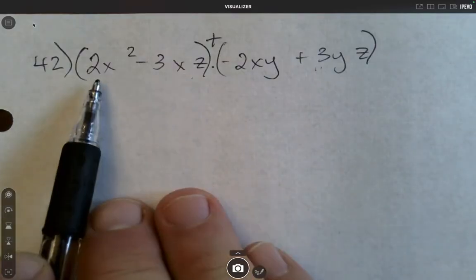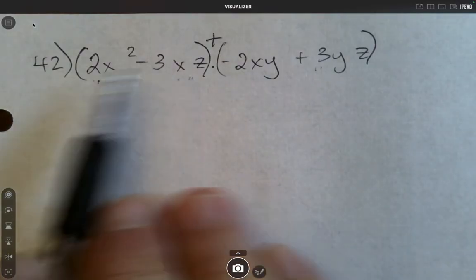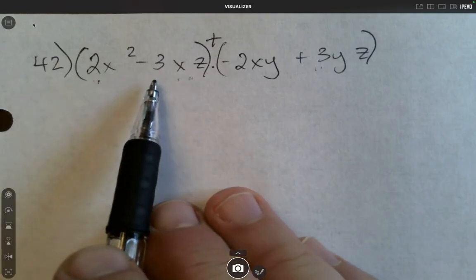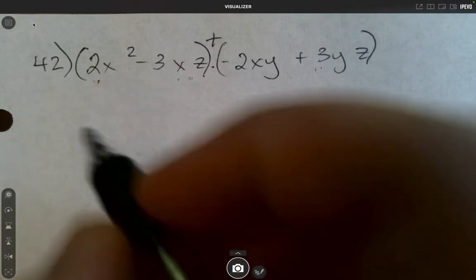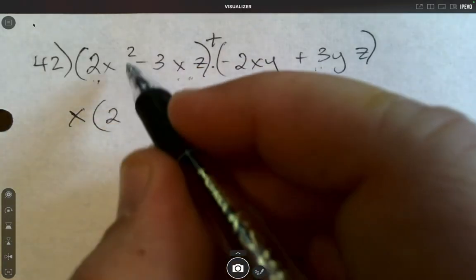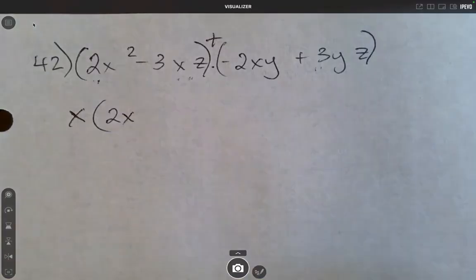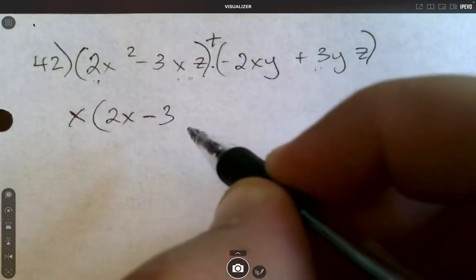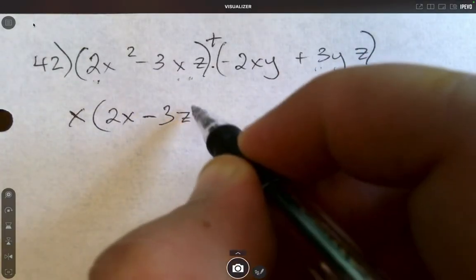So I look here and look to see what these two have in common. There's no number they have in common other than 1, but they do both have an x, so I can pull an x out front. So that leaves the 2, and I take one of the x's away, leaving just 2x. That leaves the 3. Takes the x away, so all that's left is the z.